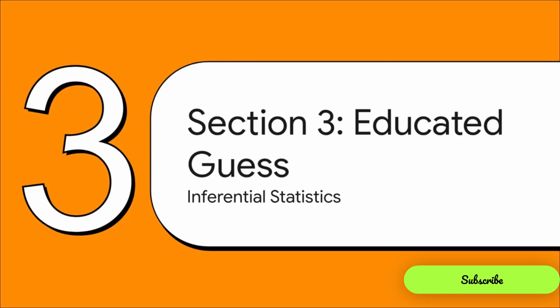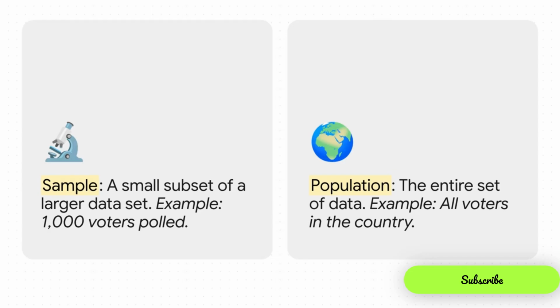So the big question is, how can we use our small sample, our one bag of M&Ms, to make a smart, educated guess about the entire population? Well, that is the magic of what we call inferential statistics. So just to nail this down, because it's super important, the population is the whole shebang, like all the voters in a country. The sample is the small slice we actually get to look at, like the 1,000 people in a poll.